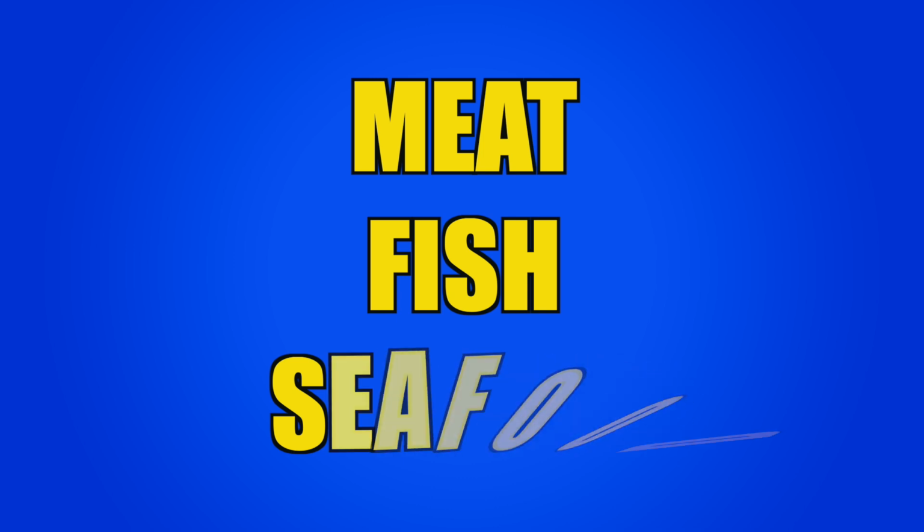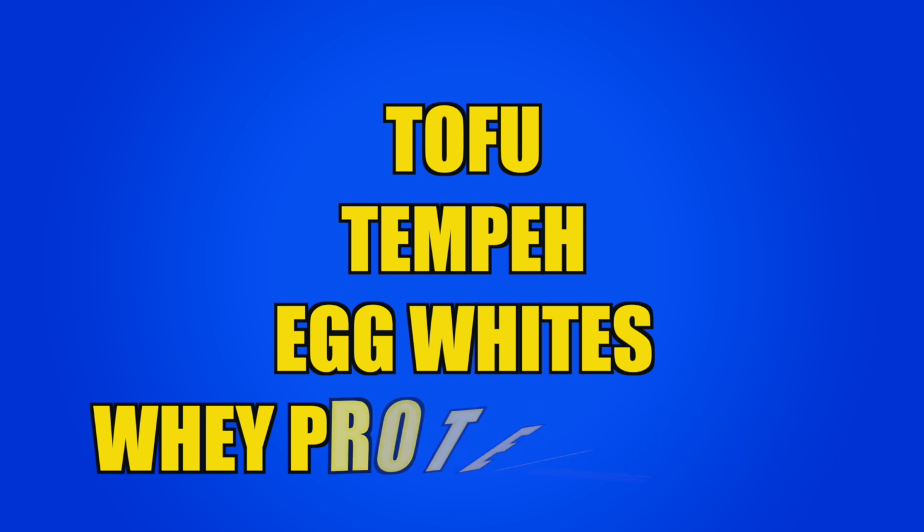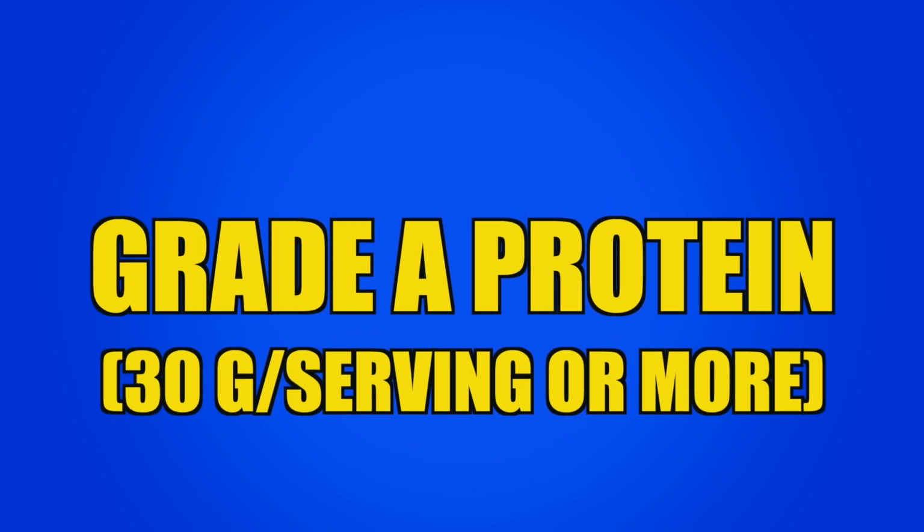And if you're wondering, what are the best protein sources? Bar none, it's meat, fish, and seafood. They all contain a lot of protein. Now, there are a couple of vegetarian sources that are good, and even vegan sources like tofu, tempeh, as well as egg whites and whey protein powder. Those are your best protein sources because they all contain 30 grams of protein per serving or more.